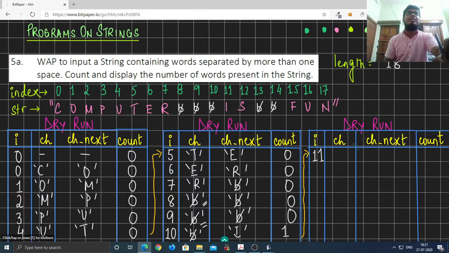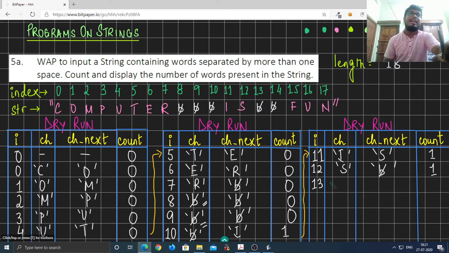We arrive at 11. The current character is I. The character following it is S. The current character is not a space, therefore we move ahead. The count remains 1. Now the value of I is incremented again. The current character is now S, and the character following it is a space. Because the current character is not a space, we can move ahead. The count remains 1.